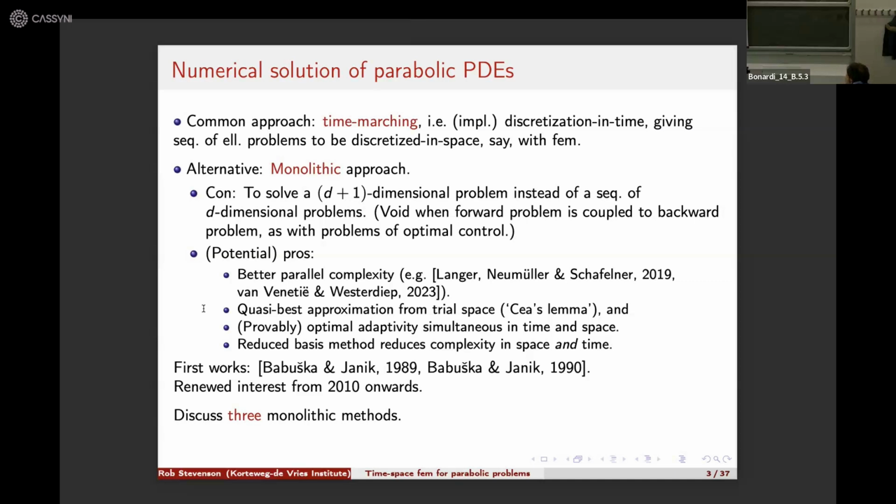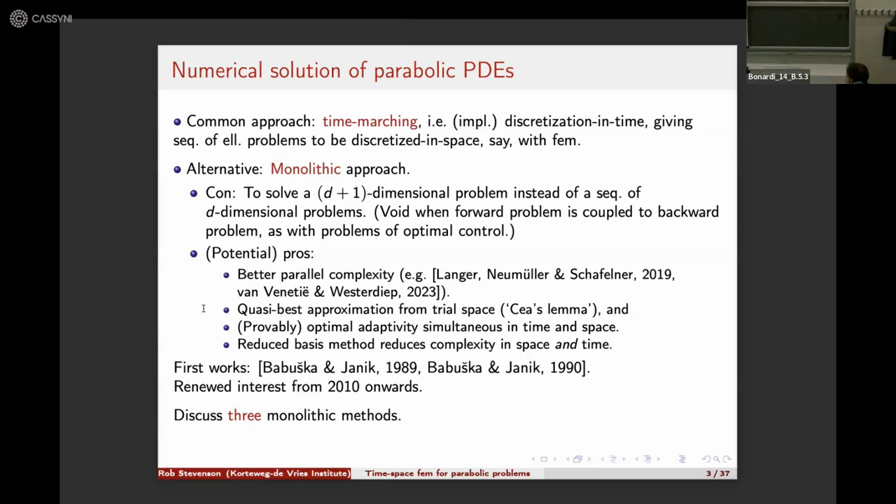So with the monolithic approach, you are not going to solve your parabolic problem as a sequence of elliptic problems, but you solve it at once. So the disadvantage then is that you have to solve a d+1 dimensional problem instead of a sequence of d-dimensional problems. So you need more memory for doing that.